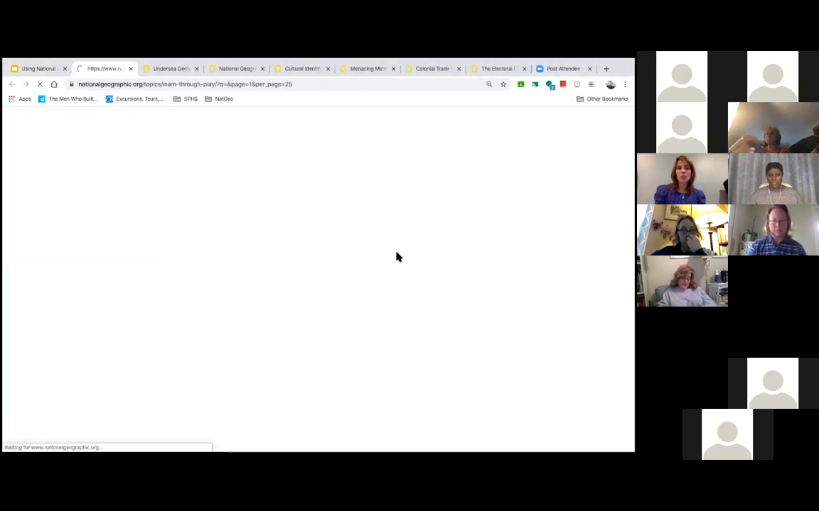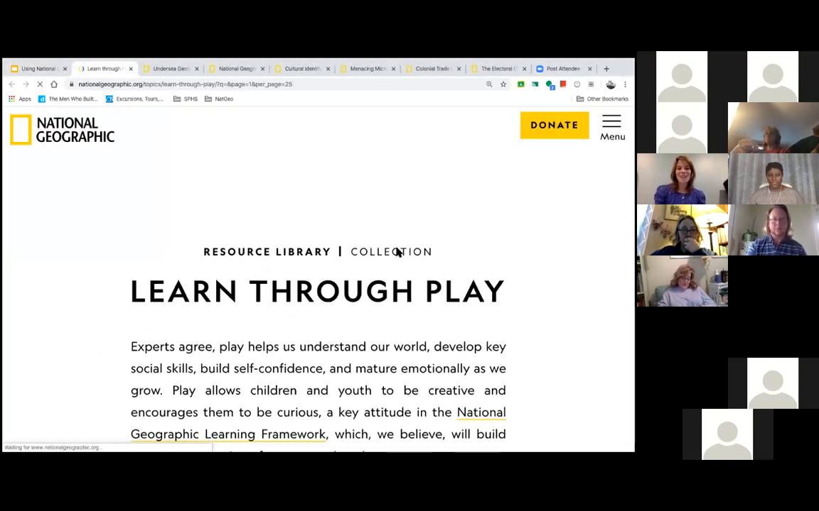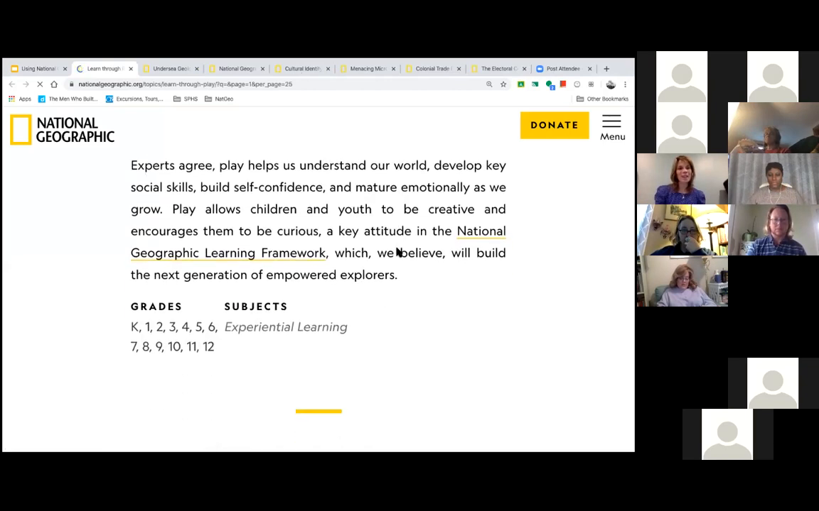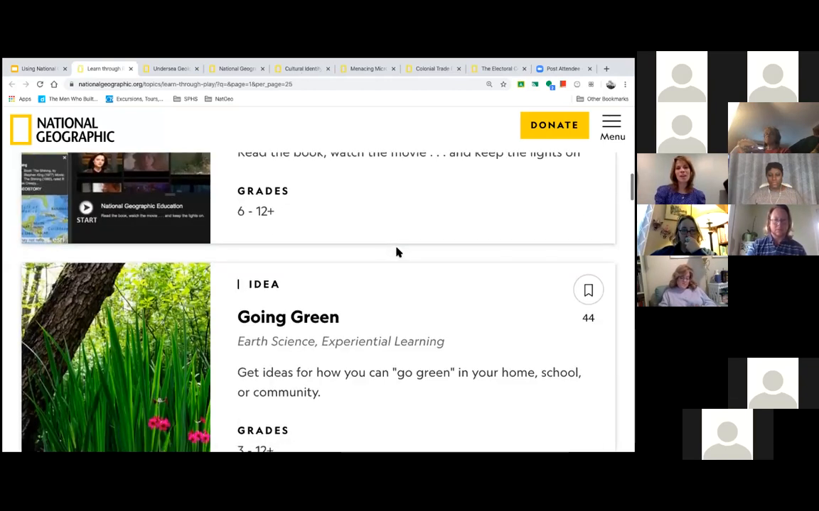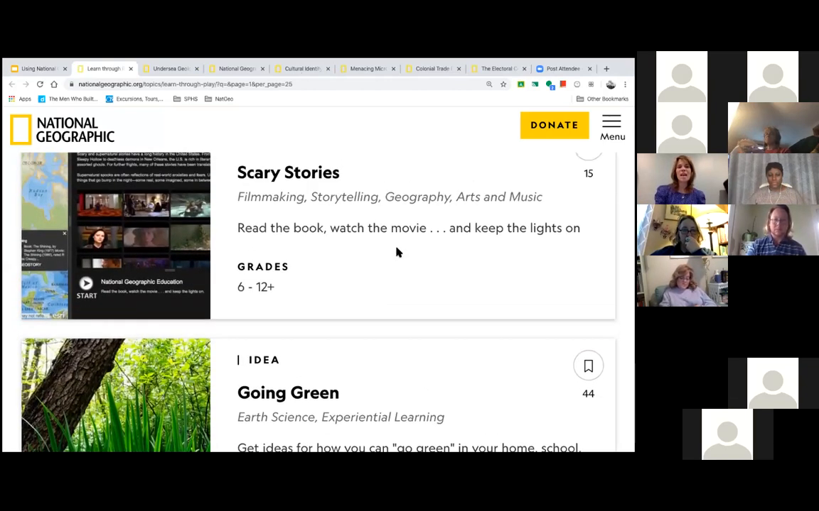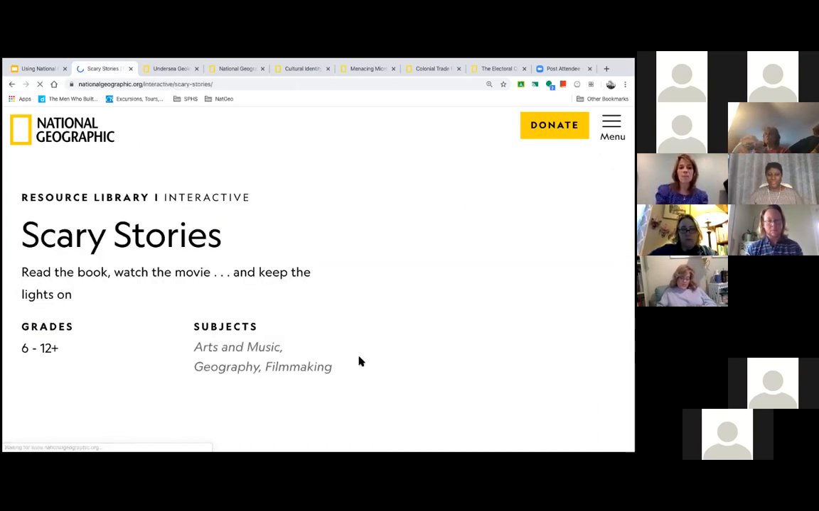The learning through play is a fun one as well. So again, encouraging our students to be creative, encouraging our students to start to make connections to other things. So scary stories, this one's kind of a fun one. Outside the box, they're reading a book, they're watching a movie, and then they go in, you can see, there's a clip from Silence of the Lambs, for example, but they're learning about geographical components while they're going through information about scary stories.